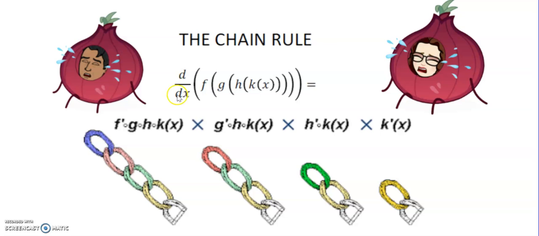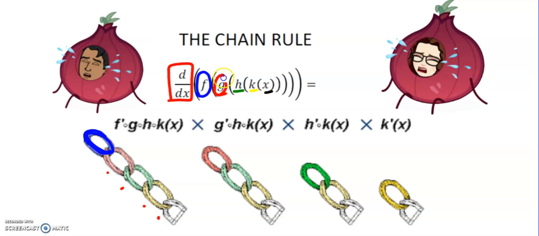So if I am going to take the derivative with respect to x of f of g of h of k of x, I'm going to start by taking the derivative of this. So that one gets darker. And then I'm going to leave g, h, k, and x all alone.